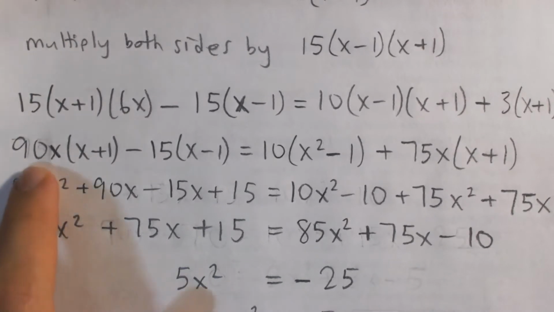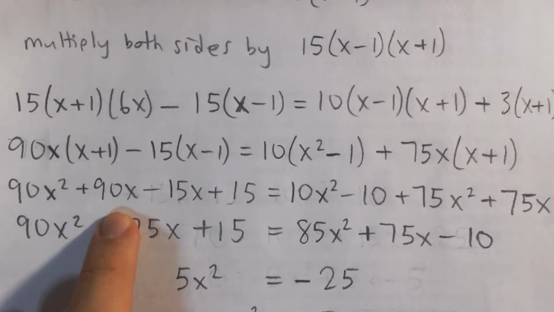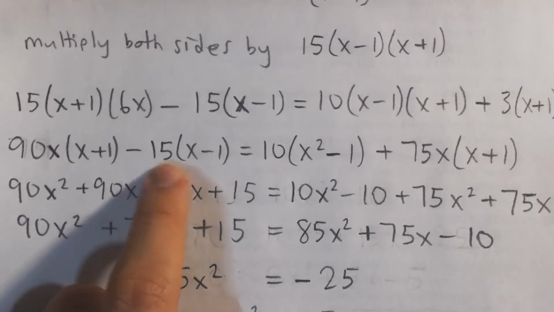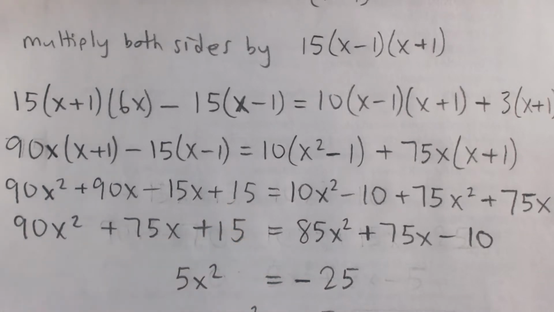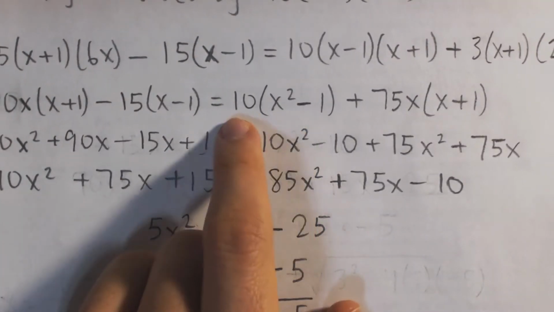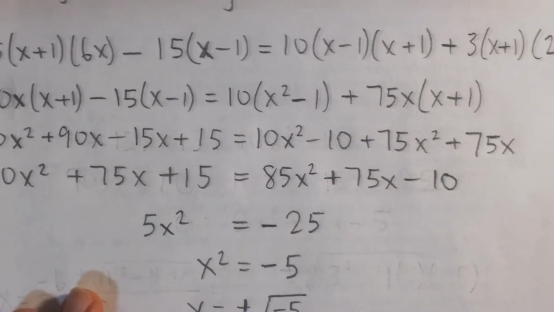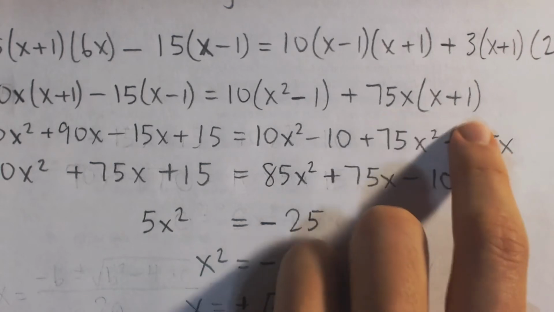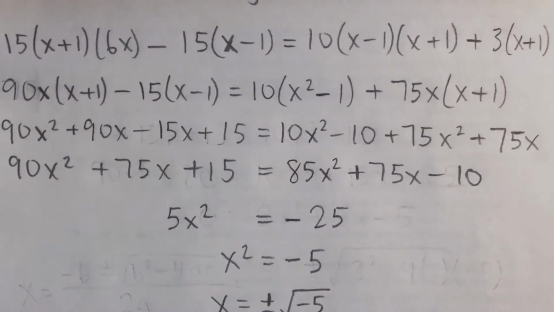And so we have 90x times x, that's 90x squared, and 90x times 1, that's 90x, minus 15 times x, 15x, minus 15 times negative 1 plus 15 is equal to 10 times x squared, 10 times negative 1, 75x times x, 75x squared, plus 75x times 1 is 75x. So again, boom, we have a lot of terms. Here we go. Final home stretch right here.